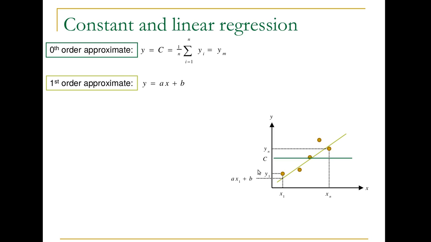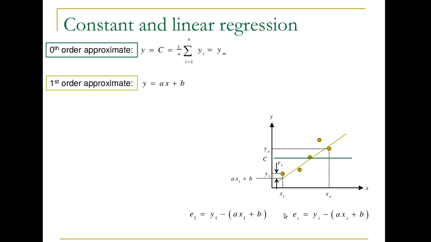And we want this to minimize the error. So we want this to be the best fit possible. And we need to define what we mean by best. So here is a value x1, y1, and then the predicted value at ax1 plus b. And the error is the difference between the measured value and the predicted value shown here.